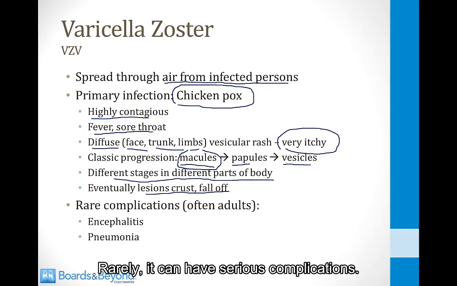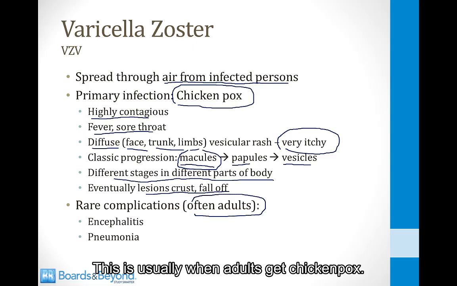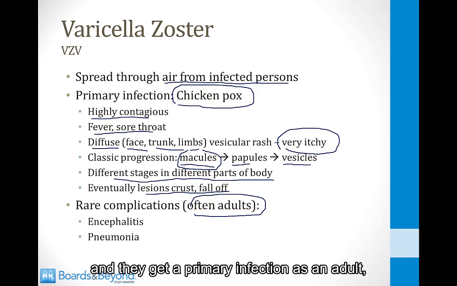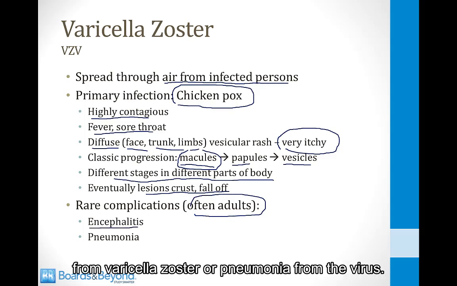Rarely it can have serious complications. This is usually when adults get chickenpox. So if an adult has never been exposed or vaccinated and they get a primary infection as an adult, they're more likely to contract encephalitis from varicella zoster or pneumonia from the virus.